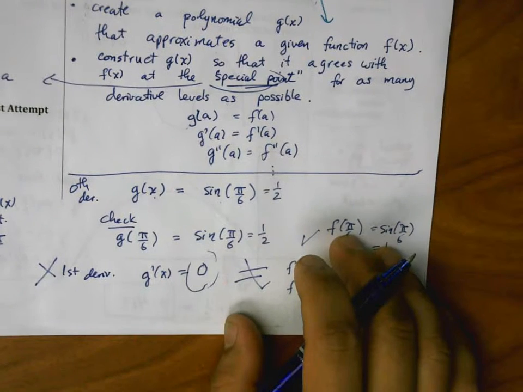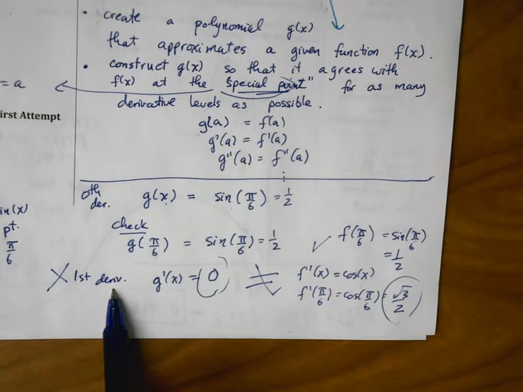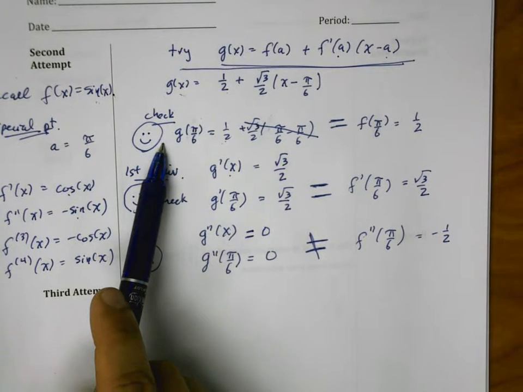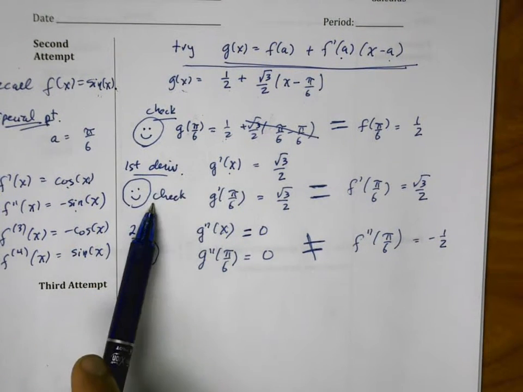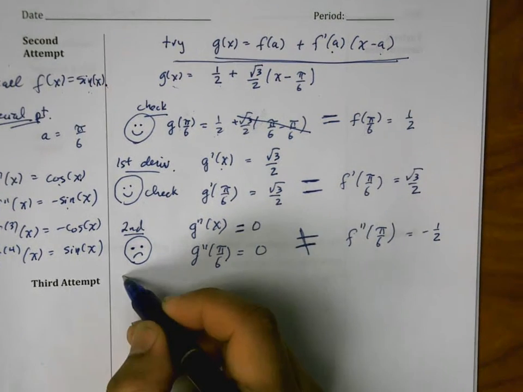So in our first attempt, we made it past the first point, but we failed at the first derivative. Here we succeeded at the original equation, succeeded at the first derivative, but failed at the second derivative. So now we're going to try again.